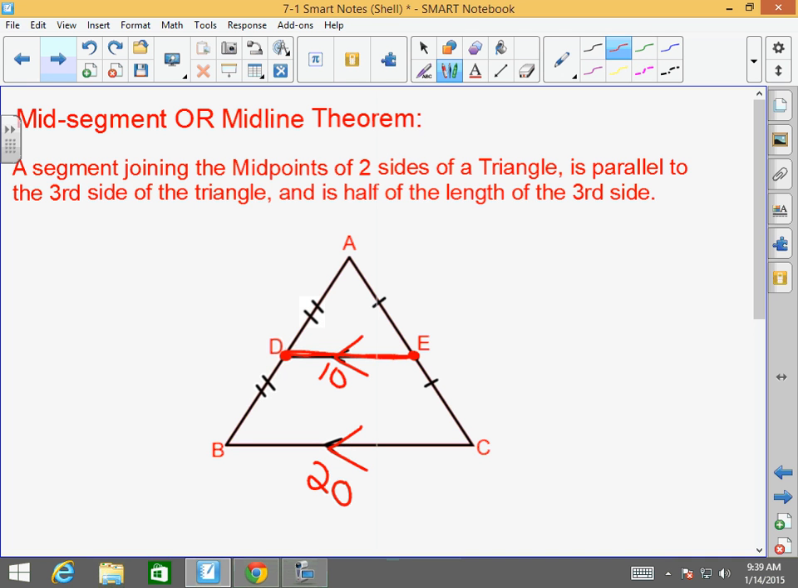Always. Always. And it works for any triangle at all. Let's say that I have a triangle. Let's look at it from a different perspective, okay? Let's say that I have this triangle here like this.